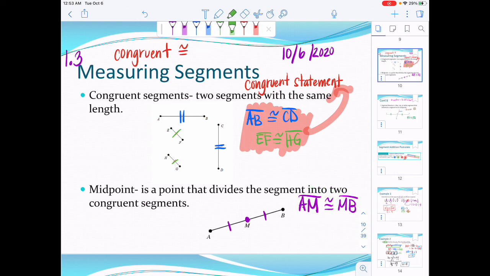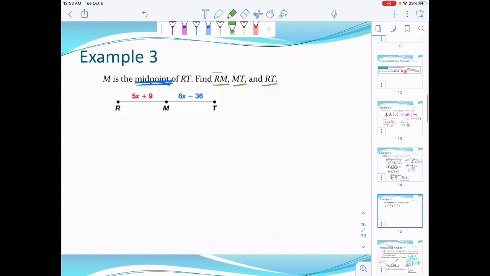And you'll notice that I wrote down a congruent statement. So you're going to do the same thing for this problem here. You're going to write down a congruent statement. If M is our midpoint, that means that these two guys here should be congruent. So I'm going to do the geometry, and then I'm going to ask you to press pause and you do the algebra. So the geometry is saying that segment RM is congruent to segment MT.